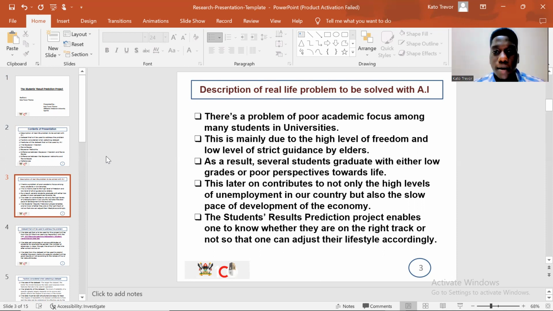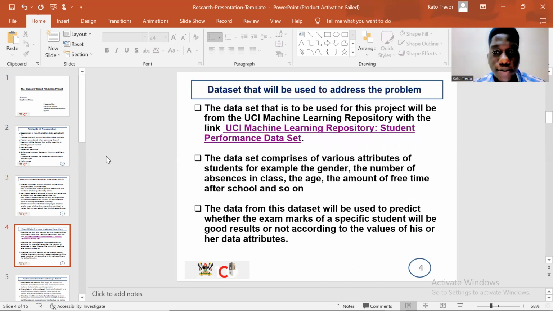It also leads to a high level of unemployment, and can also lead to a slow pace of the development of our economy. So the data set that I will be using to solve such a problem has information about students' performance. It is from the UCI Machine Learning Repository. It has different attributes for each student, for example, their attendance records, their previous marks, the failures, the sex and the age, and so on. I'll be using this data to solve this problem in my AI project.